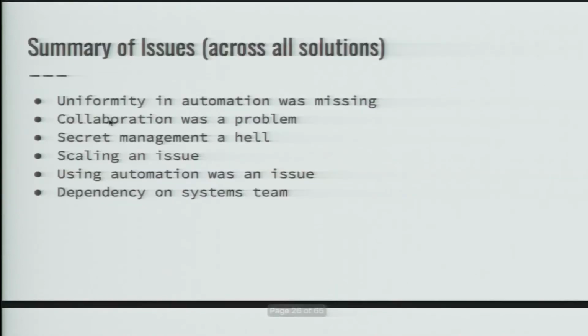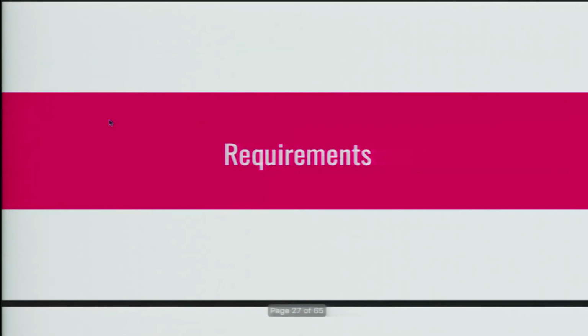So I'll sum up our issues. We needed uniformity in automation, which was missing. We needed collaboration across the organization. We needed secret management, that is a license and config of a file. Then scaling up, then using automation. Across all these solutions that I gave, not the entire organization was able to use it. Only the systems team was able to use it, and others were dependent on the systems team.